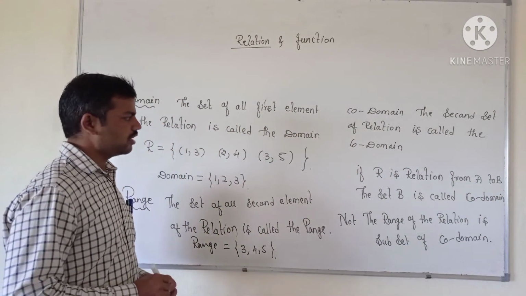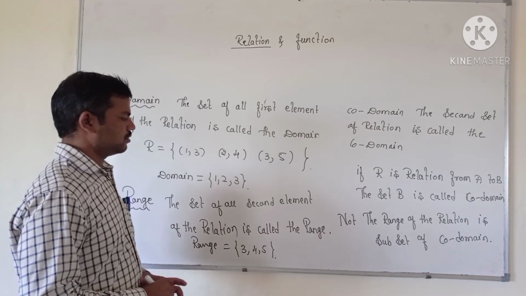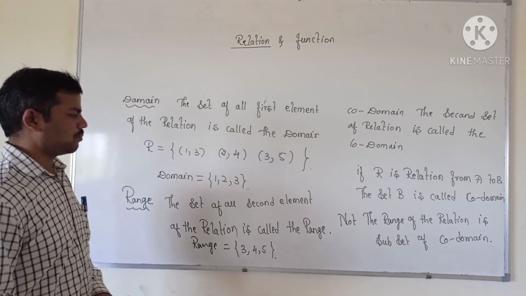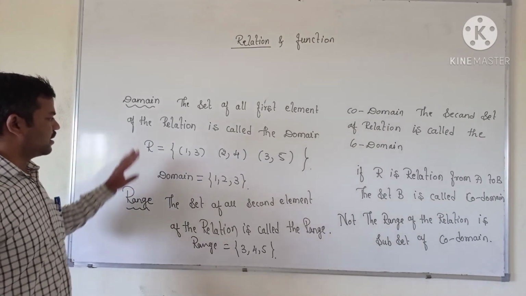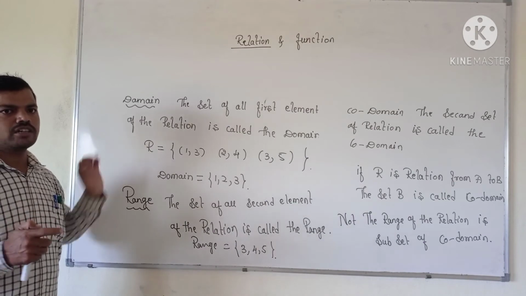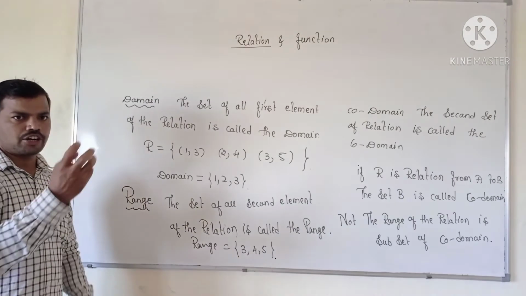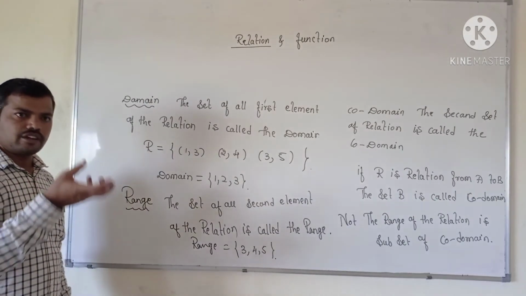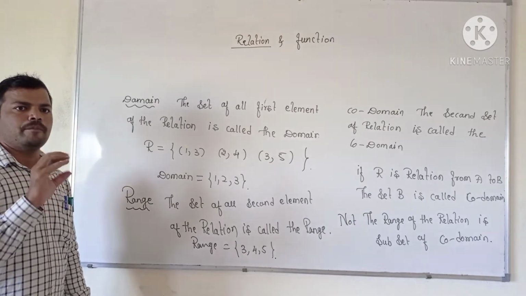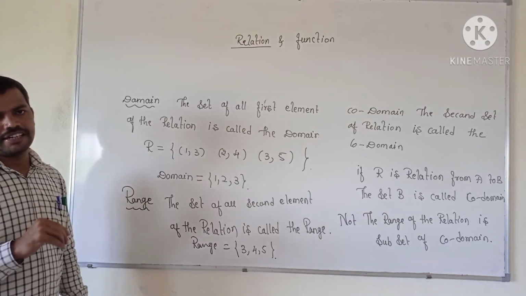So this is about the domain, range, codomain and its property. So we have got that a relation is nothing but a subset of the Cartesian product, and that subset is derived by giving the specific relation between the first element and the second element.